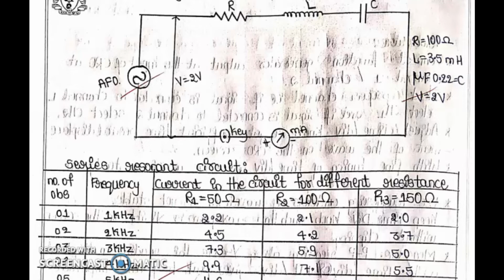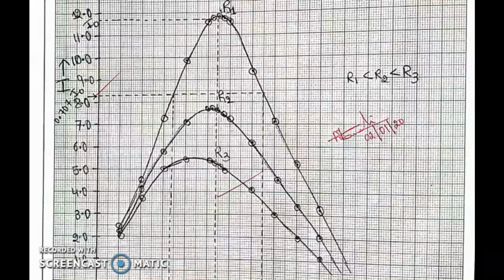Note down the values of current for different values of frequency ranging from 1 kHz to 10 kHz with an interval of 1 kHz. Similarly, record the values of current for R equals 100 ohm and R equals 150 ohm respectively. Now plot the graph of current versus frequency. You will get a graph as shown.